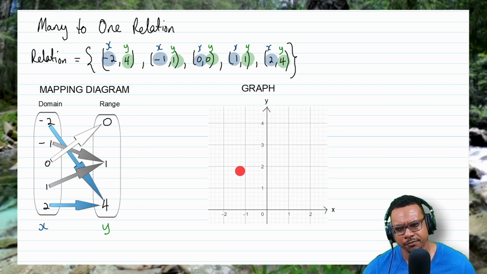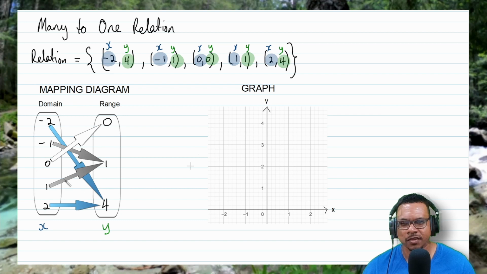So here I have my Cartesian plane to draw the graph for this mapping diagram, which is this many-to-1 relation. So first we're going to have -2 in the domain, map to 4 in the range. And you can see that here, -2 map to 4. So -2 go all the way up to 4. Then we're going to have -1 map to 1. So we've seen that -1 in domain, map to 1 in the range. So -1 goes all the way up to 1 here.